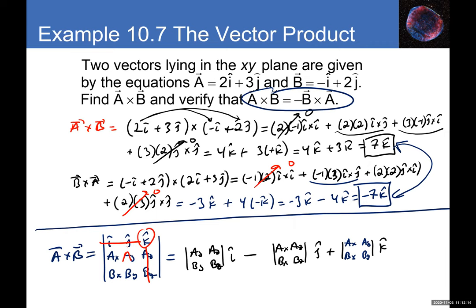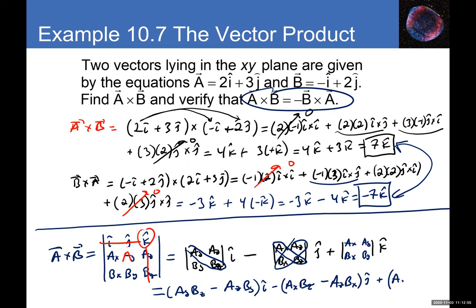And then from here, what I do is basically this. Hopefully you remember how to work with determinants. I'm going to do AY times BZ, basically cross multiply. So AY BZ minus AZ BY, that's my I hat. Then minus, same thing here, cross multiply like this: AX times BZ, then minus AZ times BX. This is J hat. Then plus, same thing for the K hat: AX BY minus AY BX, K hat. So you just do that, and this cross product ends up being equal to that.